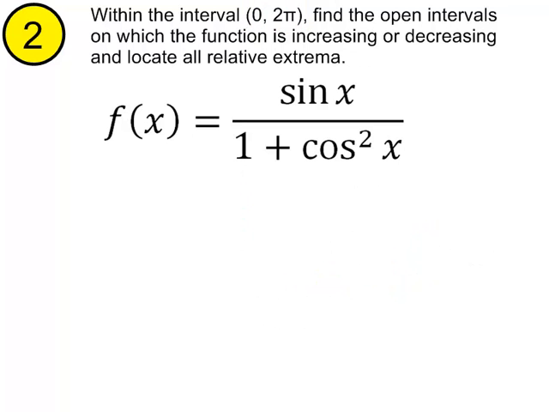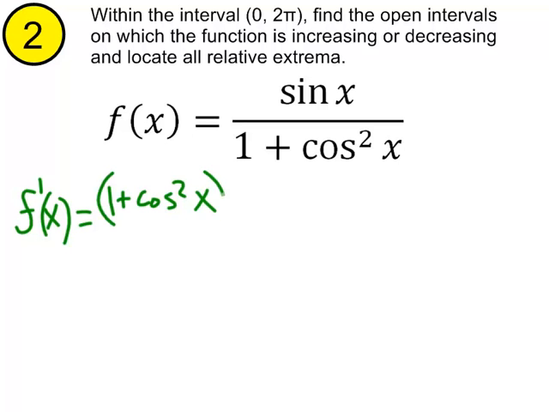All right, let's start by taking the derivative, of course. This is going to be pretty straightforward. You just have to do the quotient rule, right? So bottom times derivative of top, derivative of sine is cosine x, minus top times derivative of bottom.